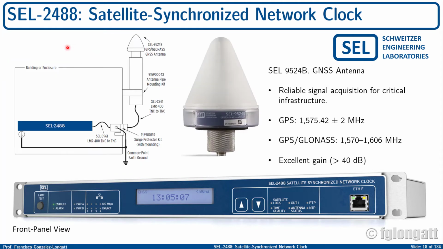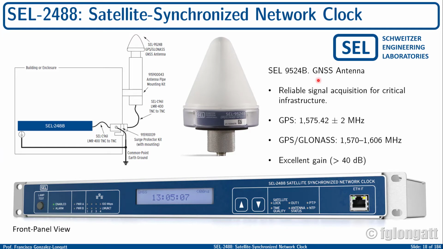But coming back to the SEL device in real life, you need to be careful, because the SEL 2488 needs to work together with the SEL 9524B, and that is the GNSS antenna. That is the antenna collecting the signal from the GNSS system of satellites that is around the Earth, okay?